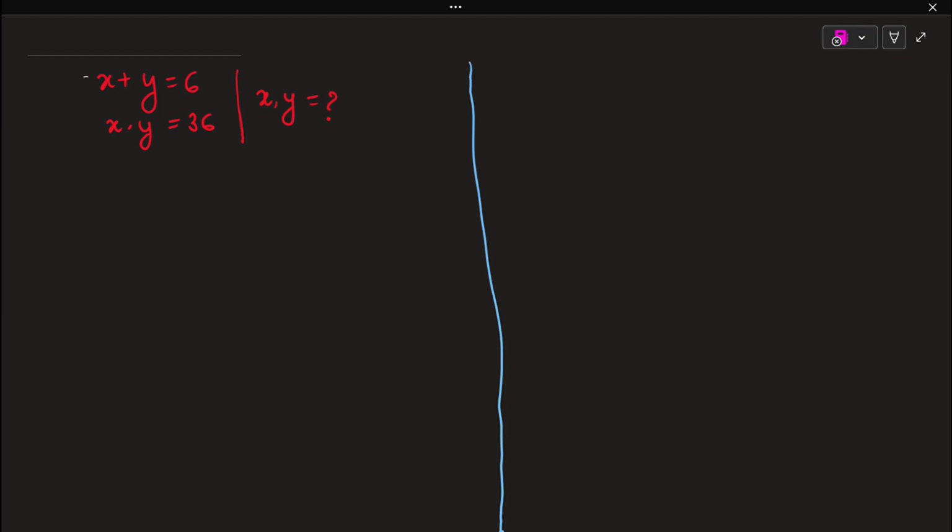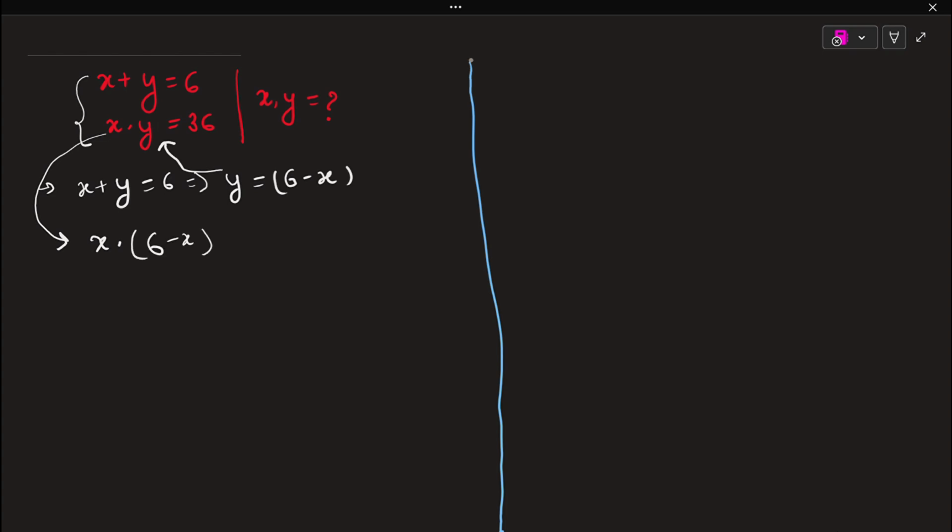Okay, so we have been given these two equations. From here, x plus y equals 6. That means y can be 6 minus x. Put this into the second equation: x into y, which is 6 minus x, equals 36.